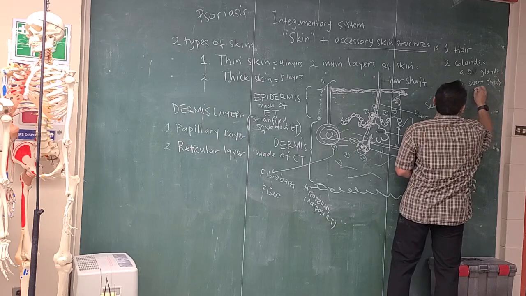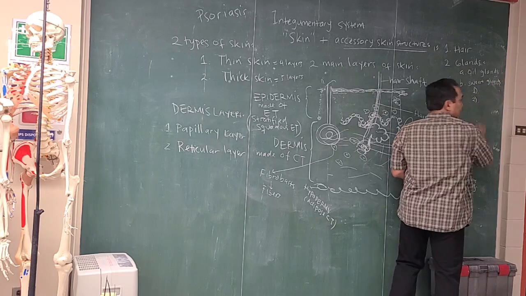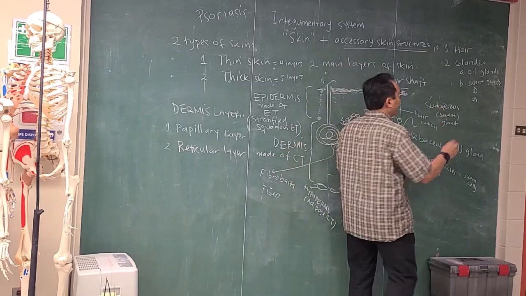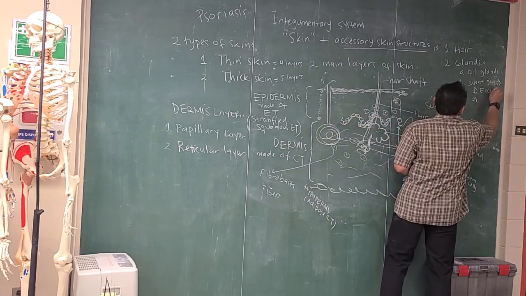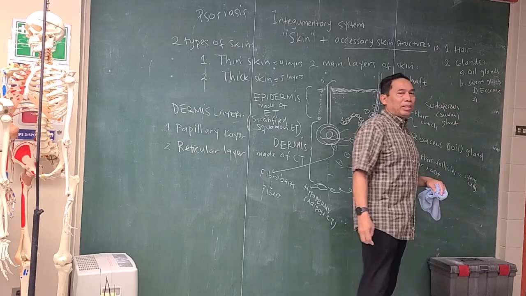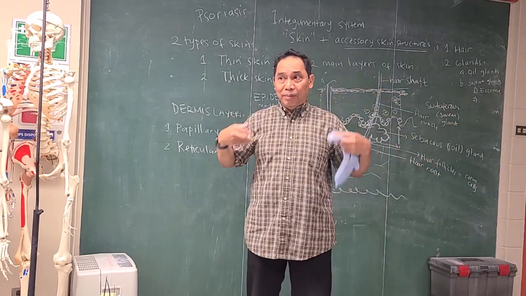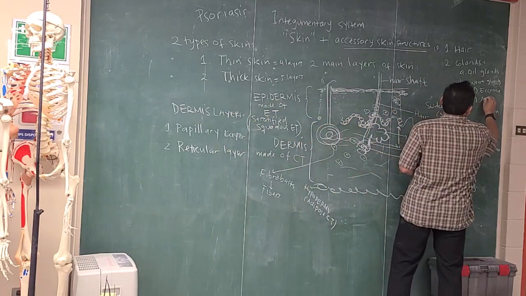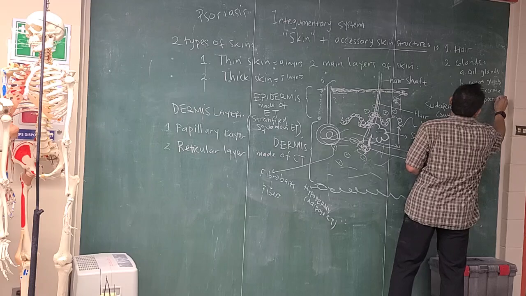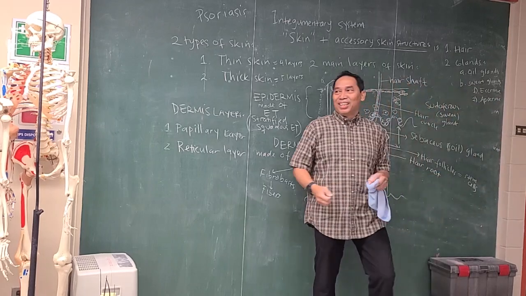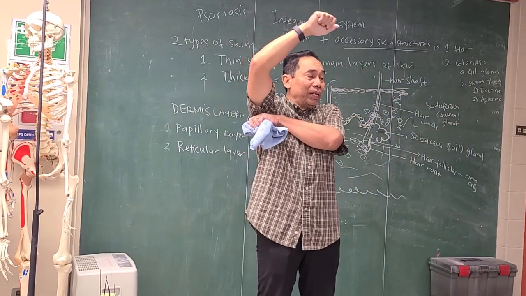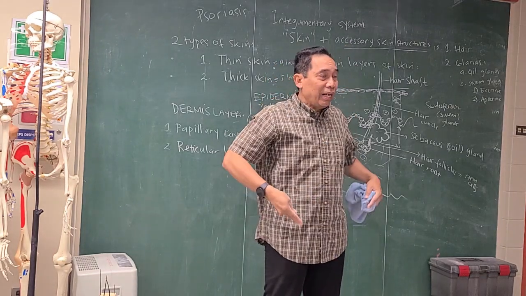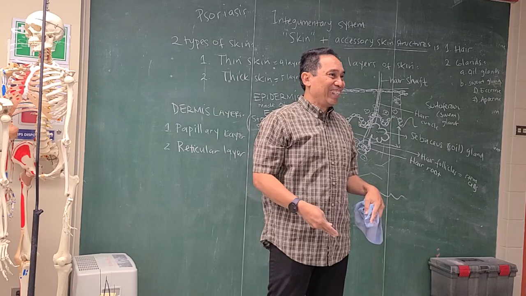There are two types of sweat gland. We have the more common one, called the eccrine sweat gland. This is all over our skin. The second one is only present in special areas. It's called the apocrine gland. This is mostly located under the armpit. You see, the armpit has a lot of apocrine glands, and also the groin area, pelvic area.